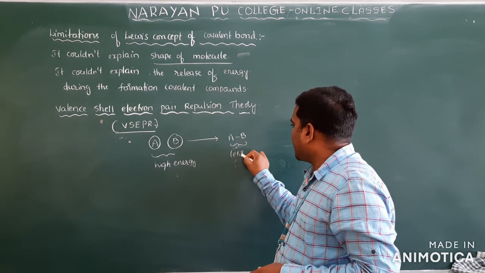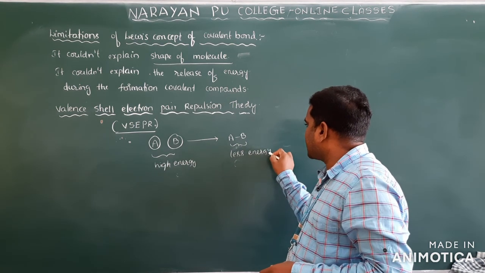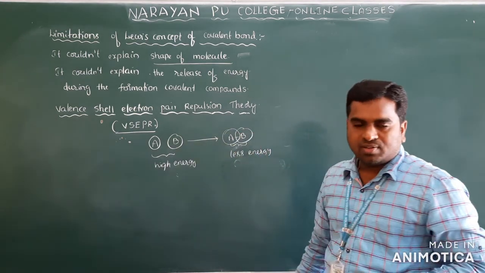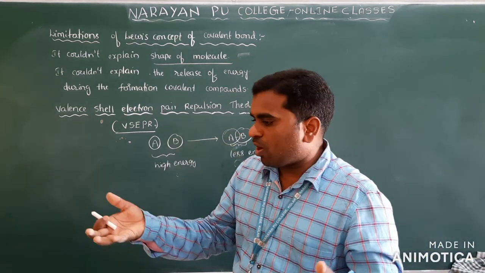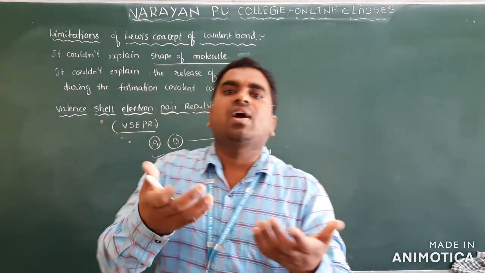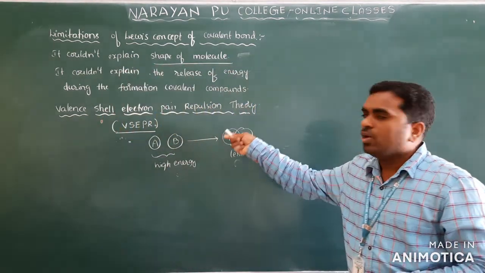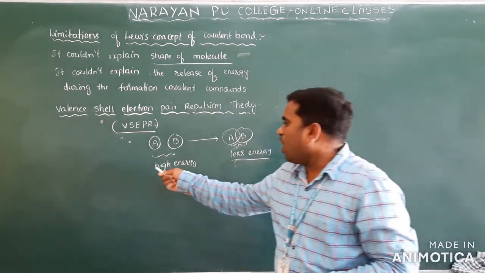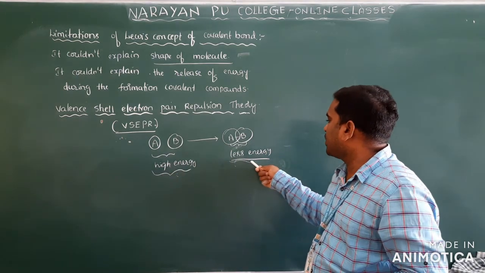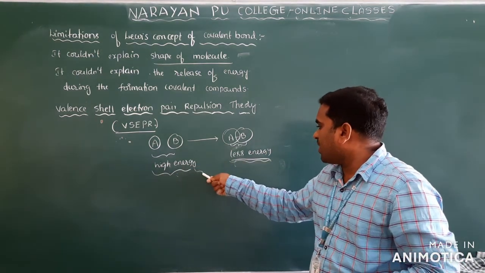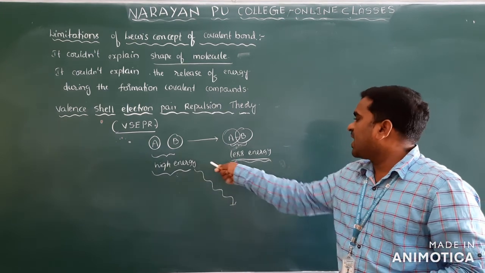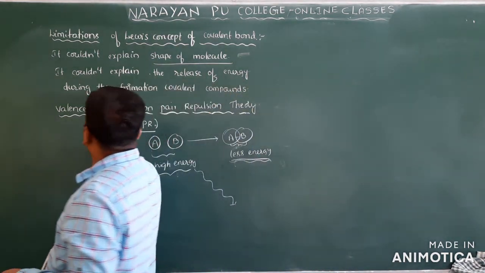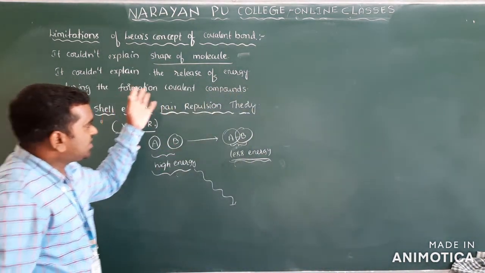Compound means less energy. Why is the compound less in energy? Because during the formation of bond, both will get octet. They form bonds in order to complete octet. While completing octet, they get stable. When they are stable, then energy will be less. And how is a high energy molecule converted into a less energy molecule? Some energy will be released, and they are converted into a less energy molecule. So it could not explain the release of energy during the formation of covalent bond. How much energy is released?